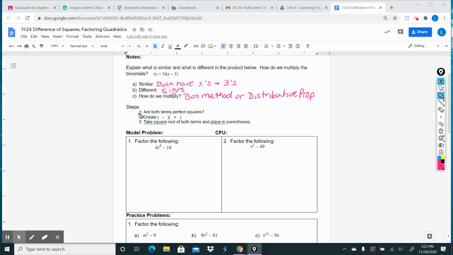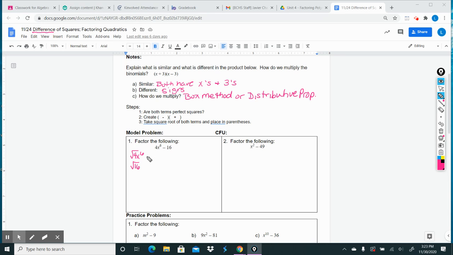So you have to ask yourself the first question: are both terms perfect squares? That means, can we take the square root of 4x to the 6th and 16? And notice that we have a minus sign in the middle, so that is how we understand that it's a difference of squares, difference meaning subtraction.